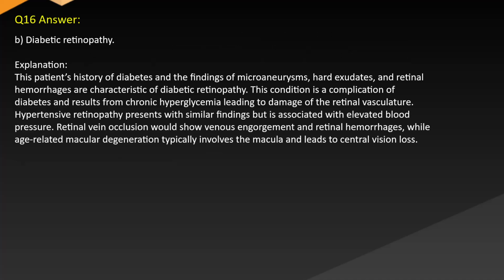Answer. B. Diabetic retinopathy. Explanation. This patient's history of diabetes and the findings of microaneurysms, hard exudates, and retinal hemorrhages are characteristic of diabetic retinopathy. This condition is a complication of diabetes and results from chronic hyperglycemia leading to damage of the retinal vasculature.